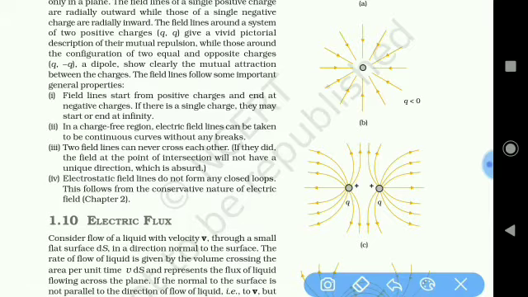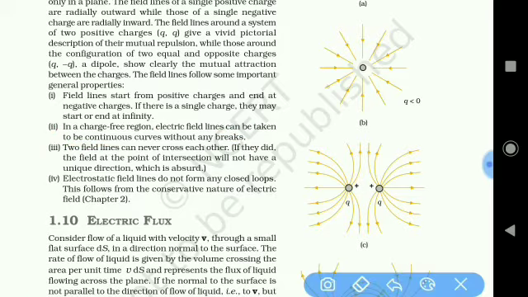First property, field lines start from positive charge and end at negative charge. And if the charge is single, then it may start or end at infinity. Second property, that the electric field lines can be taken as continuous curve without breaks. You can see here, without breaks. That means there is no cut in a curve of electric field line.